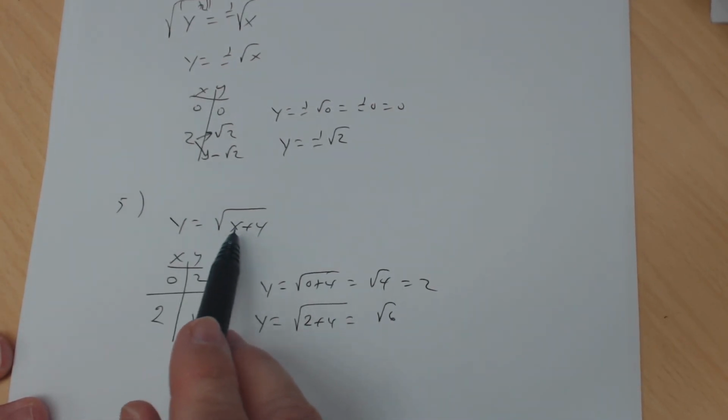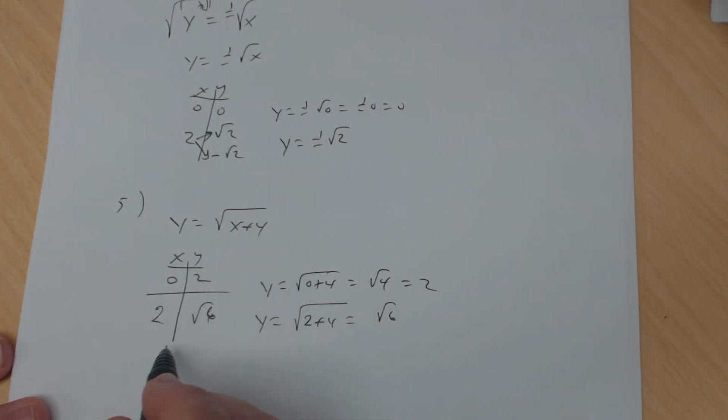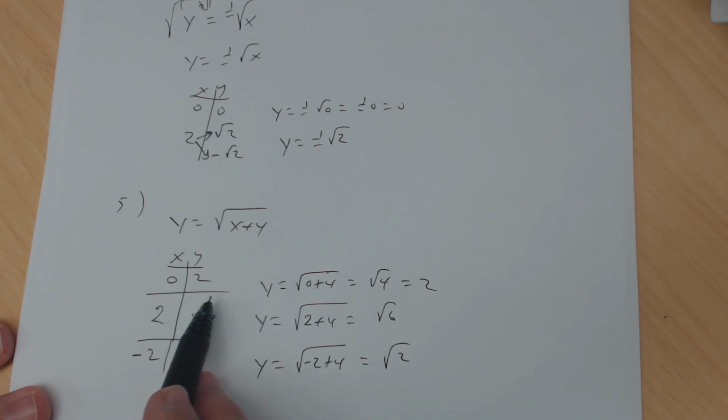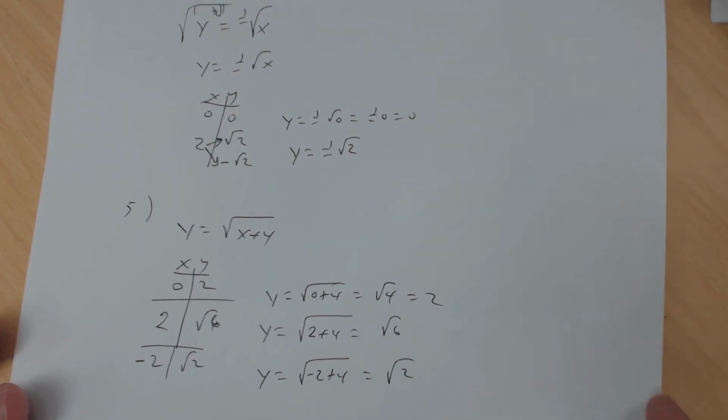Now be careful, maybe you can't take the square root of a negative number. So now what I mean by that is this. If x is negative 2, I'm fine. I'm fine when x is negative 2. I get y equals the square root of negative 2 plus 4, which is the square root of 2. But the point being that for each x coordinate, what do you notice? There's just one y value. That's what you notice. So you can say this is a function.